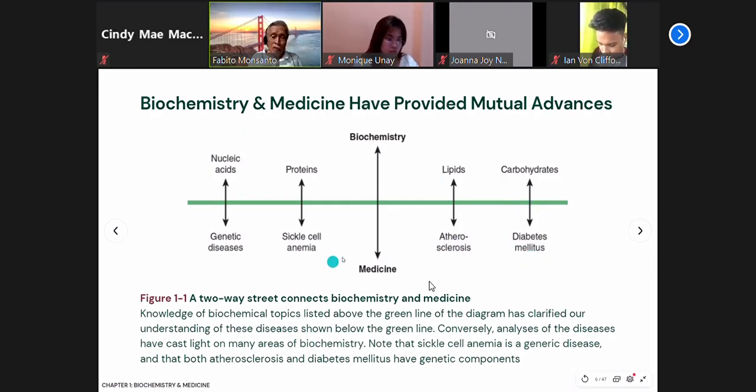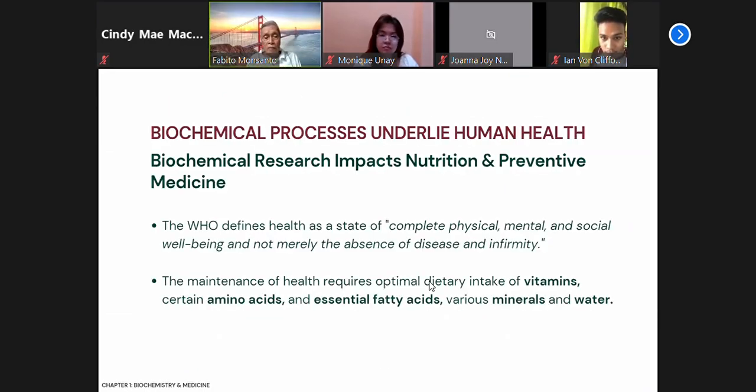So this is just to show you that biochemistry and medicine go hand in hand. Okay? All right, biochemical processes underlie human health. Biochemical research impacts nutrition and preventive medicine. The definition of health by the World Health Organization says complete physical, mental, social well-being, and not merely the absence of disease or infirmity.